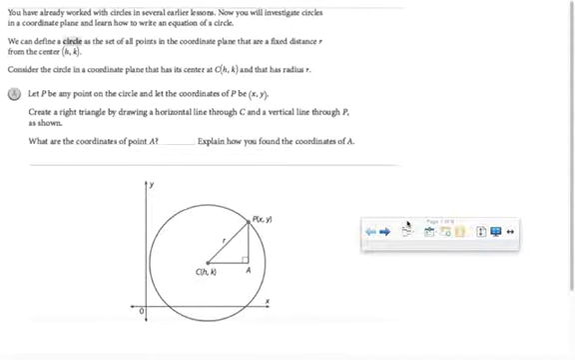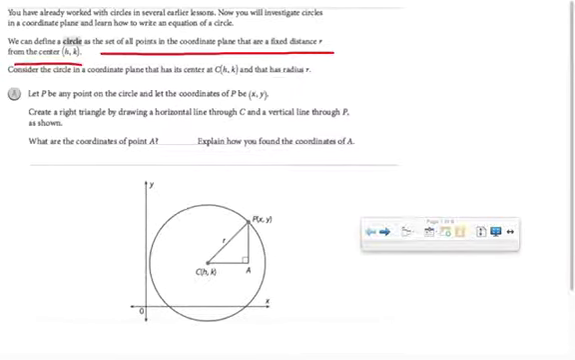In this lesson, we're looking at the equation of a circle. Before we come up with the equation of a circle, we want to make sure that we know what the definition of a circle is. In the coordinate plane, a circle is the set of all points that are a fixed distance, and we call that distance r for radius, from the center.